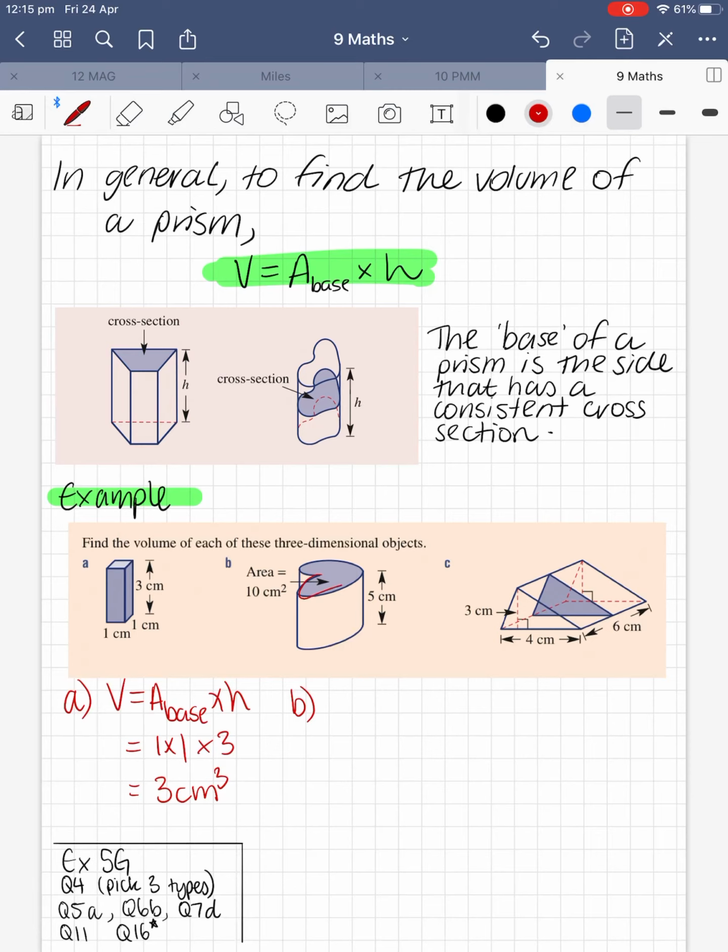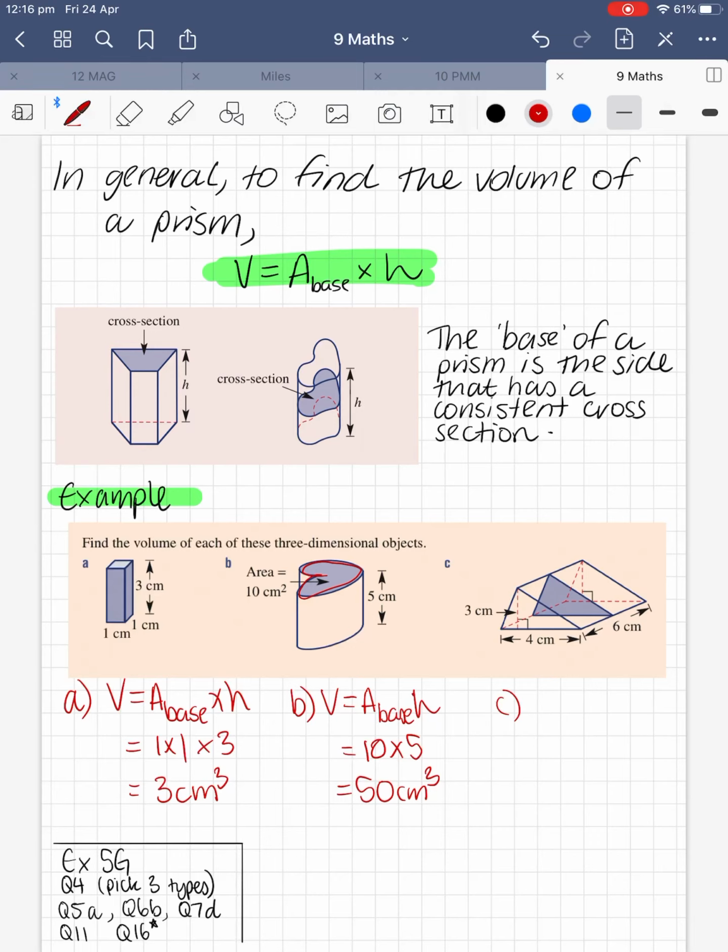Moving on to question B, we're told that the area of this love heart is 10 centimeters squared. That's nice because otherwise it would be very difficult to work out. So we write our general formula. Volume is the area of the base times height. So you've noticed here I've just dropped the multiply. That's fine. We don't have to write that every time. 10 multiplied by the height of 5 gives us 50 centimeters cubed.